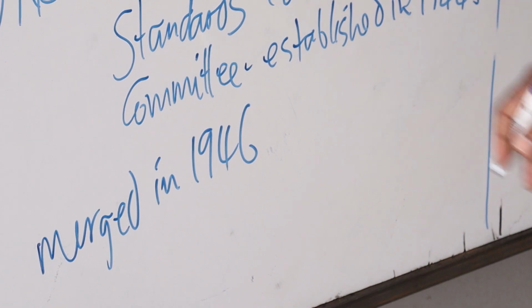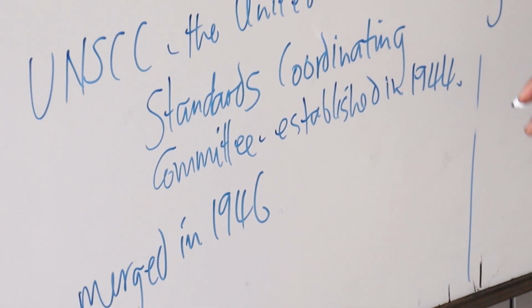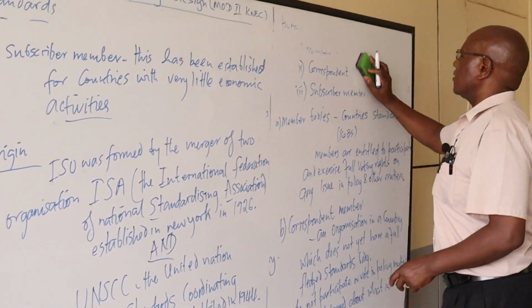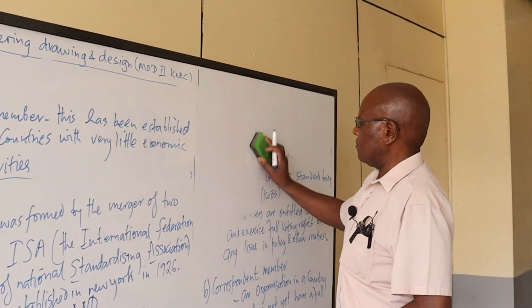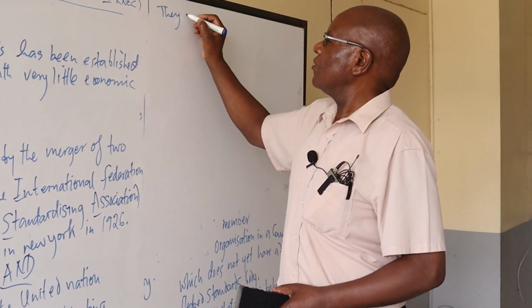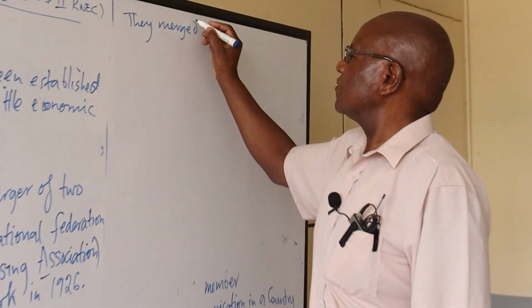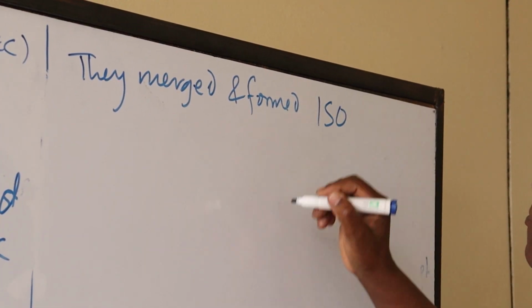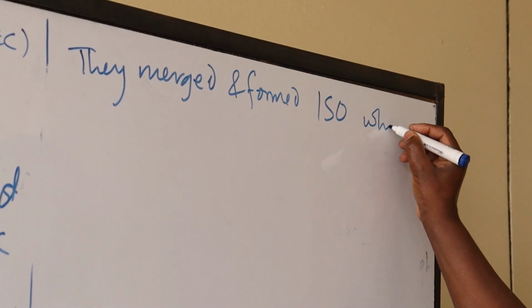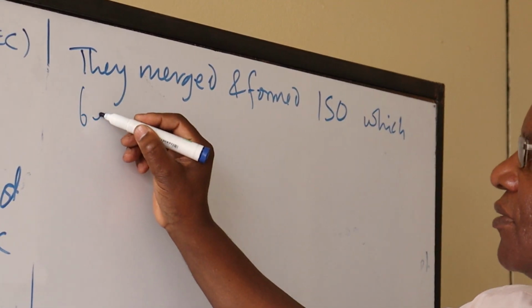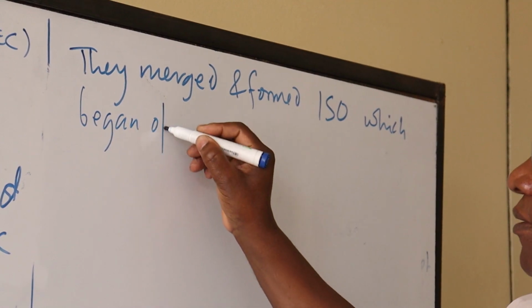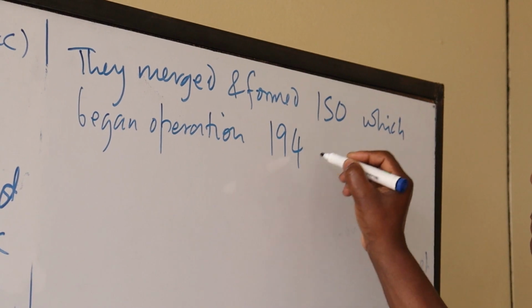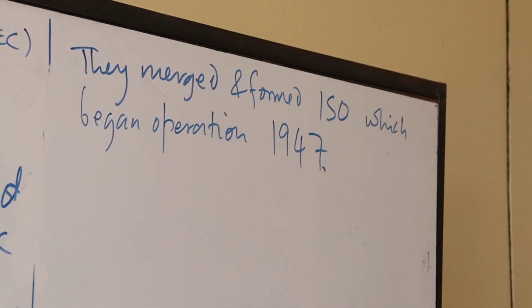That means the two met, I think it was somewhere in Europe, and they came up with ISO. So the two merged and formed ISO, which began operations around 1947.